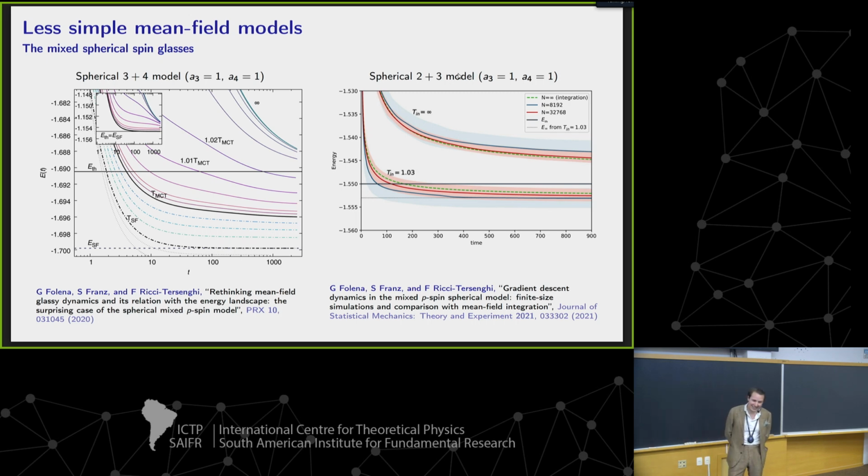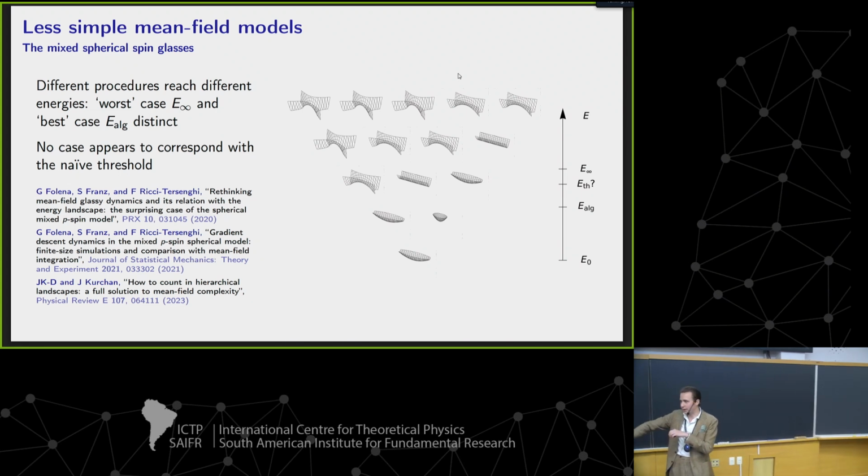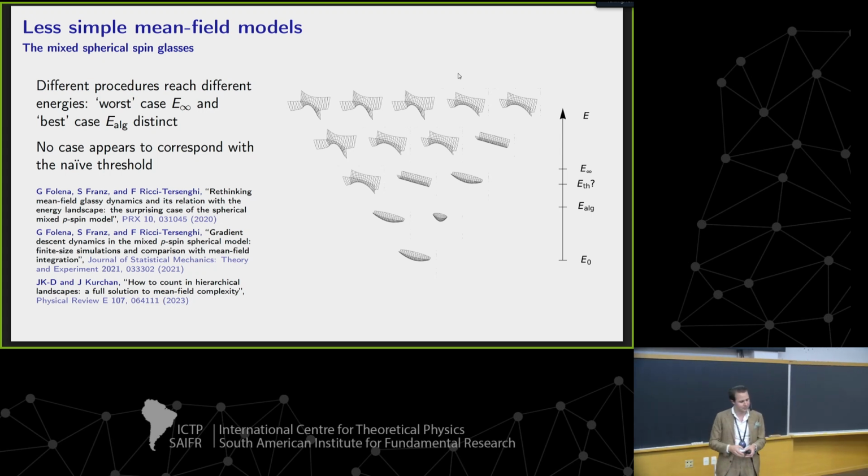And so a natural question then is, how do we resolve this problem? This is what I just said: different procedures reach different energies. Neither kind of bound on the energies you reach by different procedures appears to correspond with the traditional idea of the threshold being this majority point.